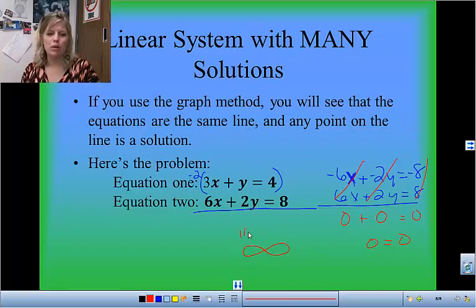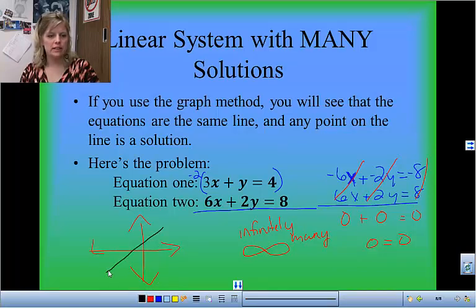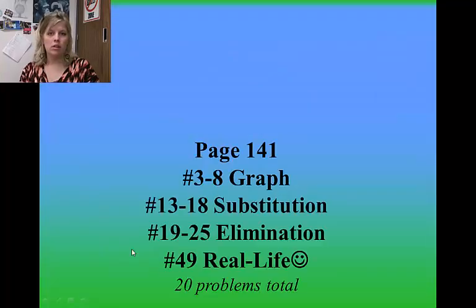So your answer would be infinitely many. That is the symbol for infinitely many. Or if you were to graph this, the top equation would look something like this. The bottom equation would be just a line on top of a line, so it would be like a really thick line. Everywhere they're touching is a solution.